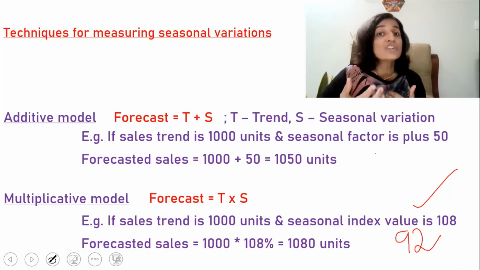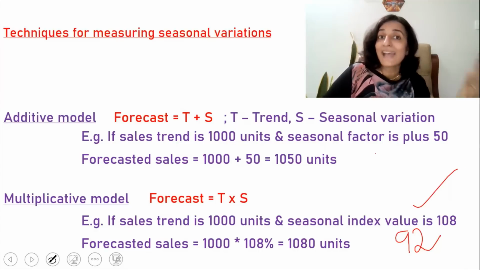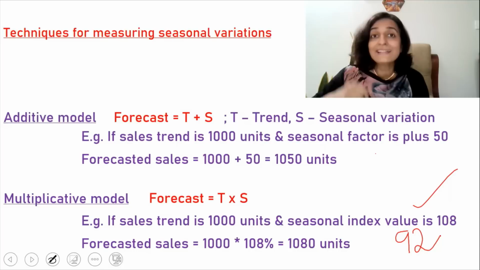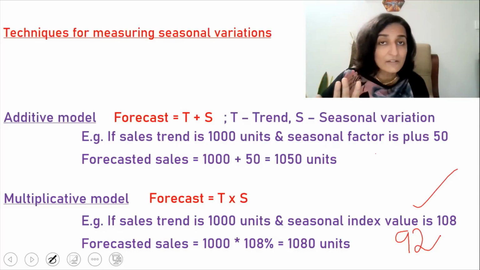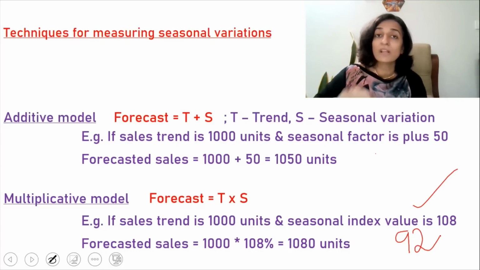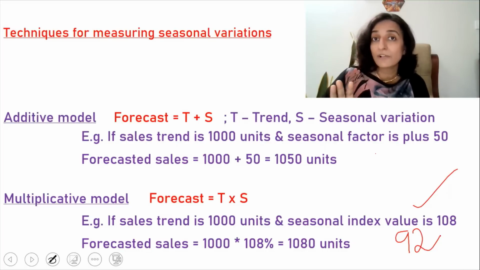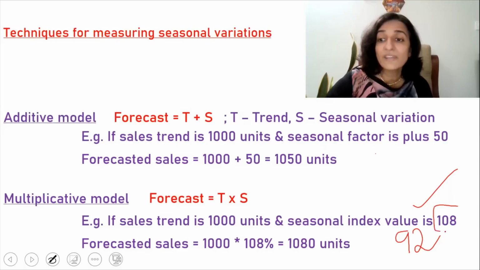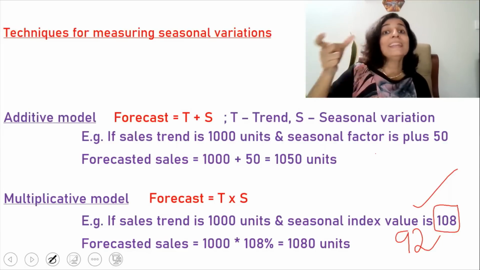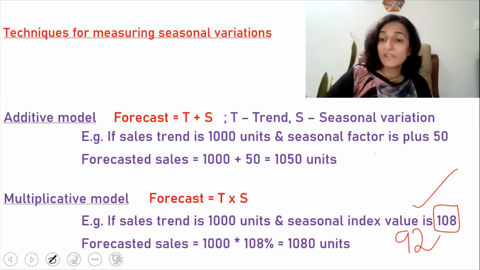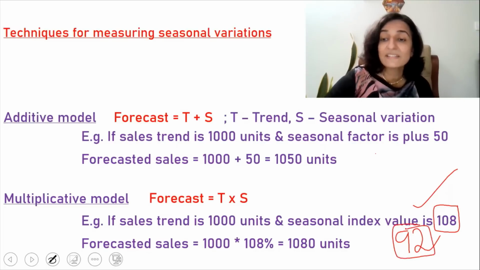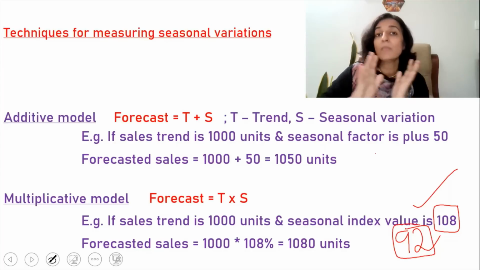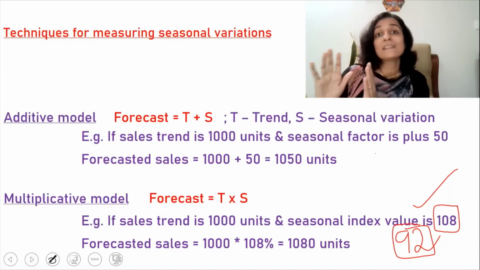This is the way in which you calculate the forecasted sales in the additive and the multiplicative model. Just remember that in additive model, it is plus or minus the seasonal fluctuations. In the multiplicative model, it is into the seasonal fluctuation. In our example of the ice cream business, if it's the summer, the index will be exceeding 100 because you want to increase the sales. But in case of winter, it will be a number which is less than 100 because you want to reduce the sales. All that you have to do is trend multiplied by seasonal factor as a percentage.